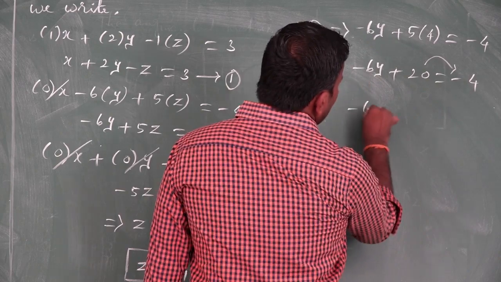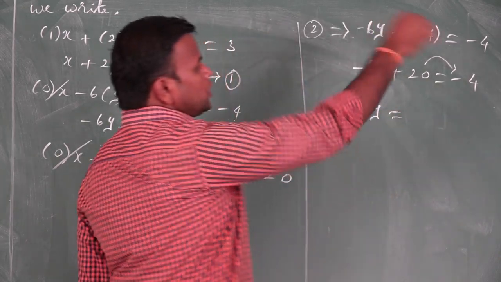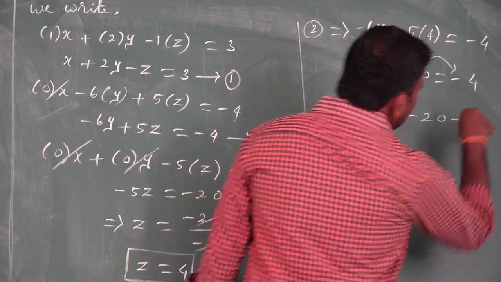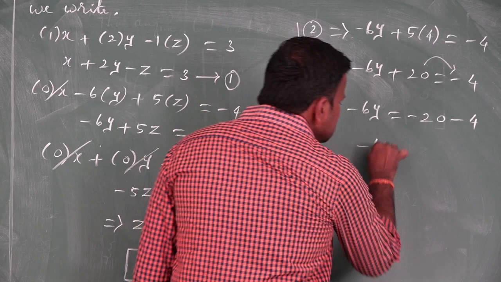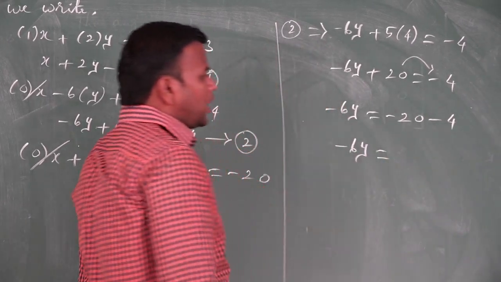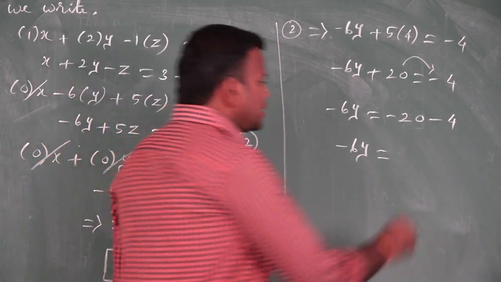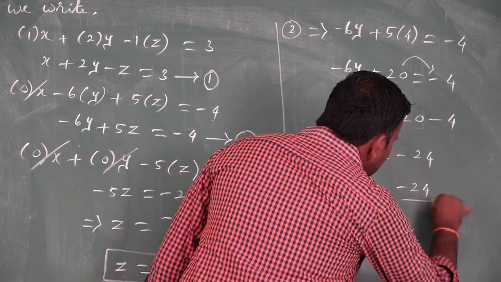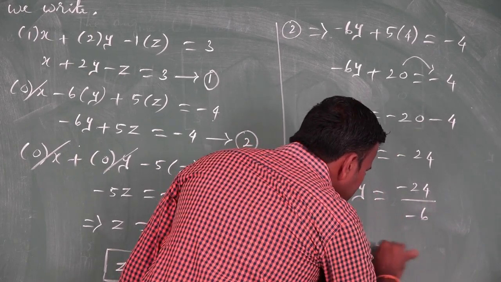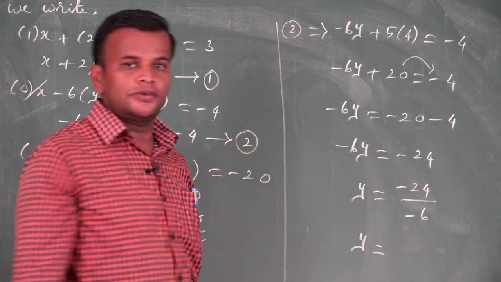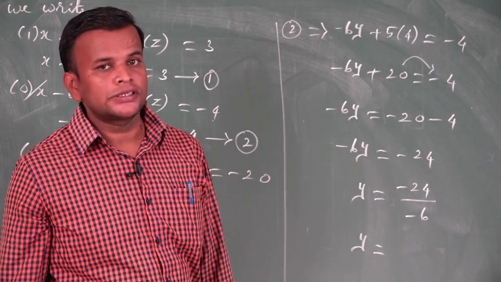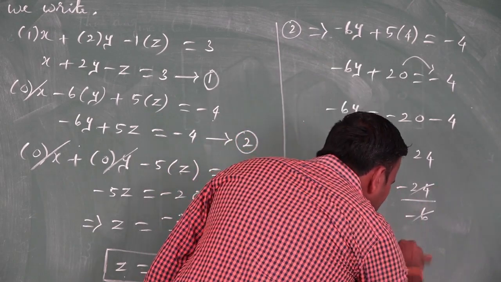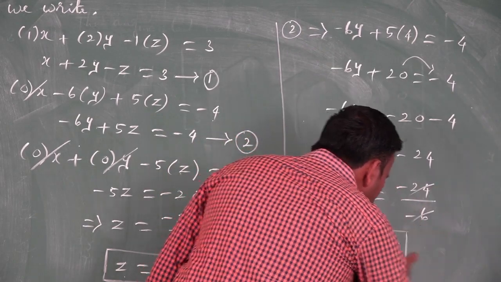20 minus 4 minus 6y plus 20 goes to the RHS as minus 20. Minus 4 minus 6y is equal to minus 20 minus 4, which is minus 24. The value of y is minus 24 by minus 6. The multiplication minus 6 becomes division on the outside. Minus by minus is plus. In the 6th table, 24 is exactly 4 times. So the value of y is also 4.